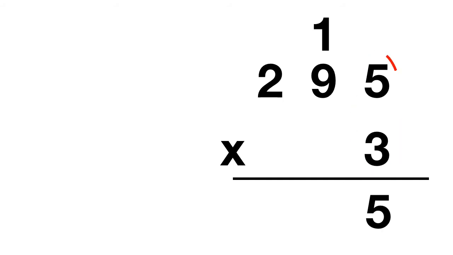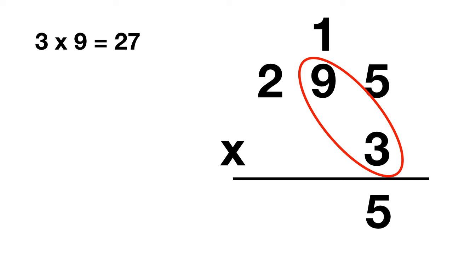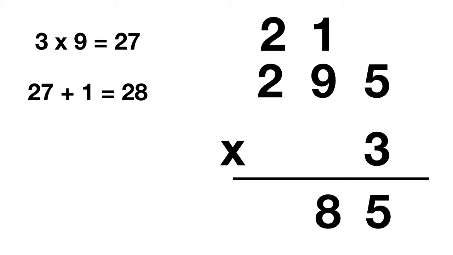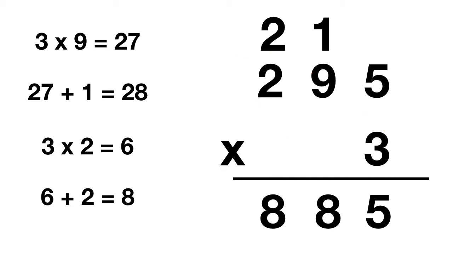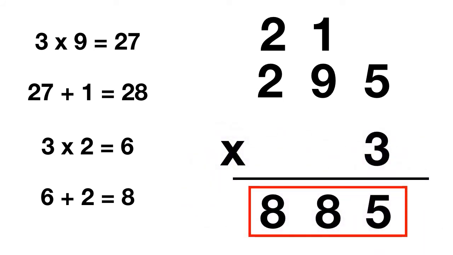Now that you can multiply, it's time for a brain check. What is 295 times 3? Solve this on your own. Well, you start with 3 times 5 and get 15. Then 3 times 9 gives you 27. With the 1 on top, you get 28. Then 3 times 2 gives you 6, but 6 plus the 2 on top gives you 8. 295 times 3 equals 885.